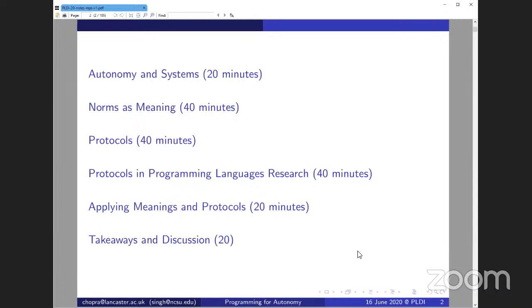We'll talk about how these notions of meaning, social meanings, and protocols can be brought together in applications such as blockchain, function as a service, cloud computing kinds of applications, and the IoT. And then we'll conclude with a general discussion, and we hope there's a way for the audience to participate as well.